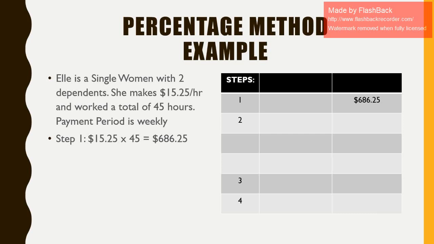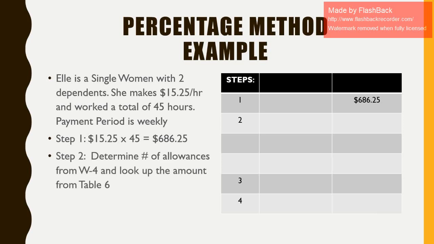So again, in here we know that the second thing that we need to do is determine the number of allowances. So again, with the W-4, it should be tallied up for you automatically. And what you're going to see here is she's single, so she's not filing with anybody. However, she has two dependents, so she wants to claim for those two kids or whatever they are. So she has a total of two withholdings that we need to calculate.